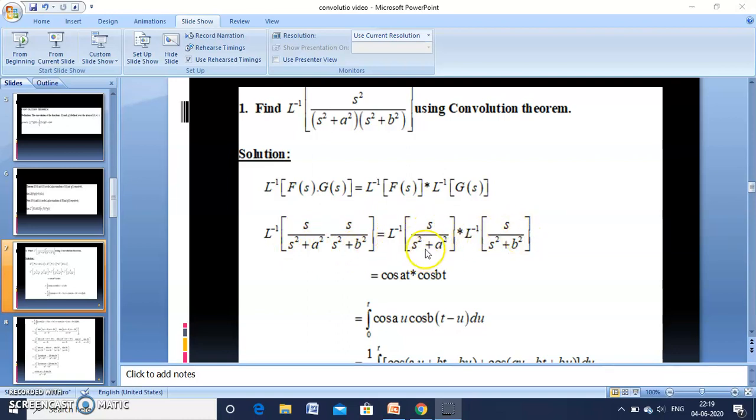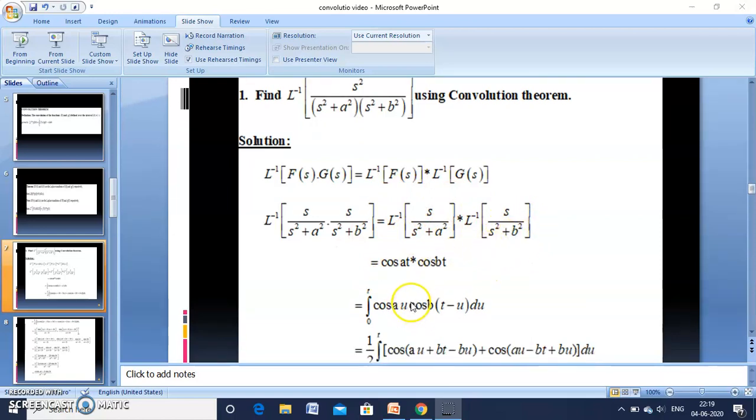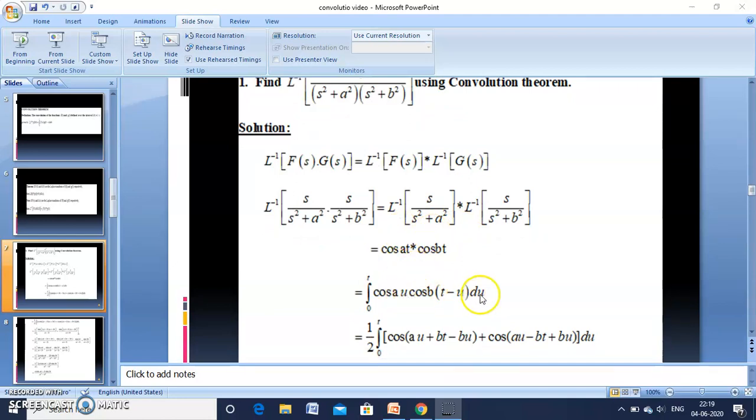L inverse of s by s square plus a square can be written as cos at, which is a formula, the L inverse formula. Same way, here b is constant, cos bt. And using the convolution formula, what is the convolution formula? f of t * g of t can be written as the integral 0 to t of f of u g of t minus u. So this is your f of t, we are writing as f of u. g of t is cos bt. We have to write it as cos of b into (t minus u) du.